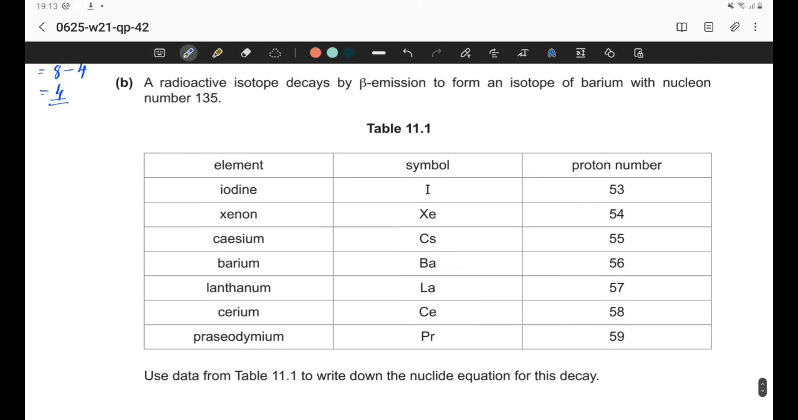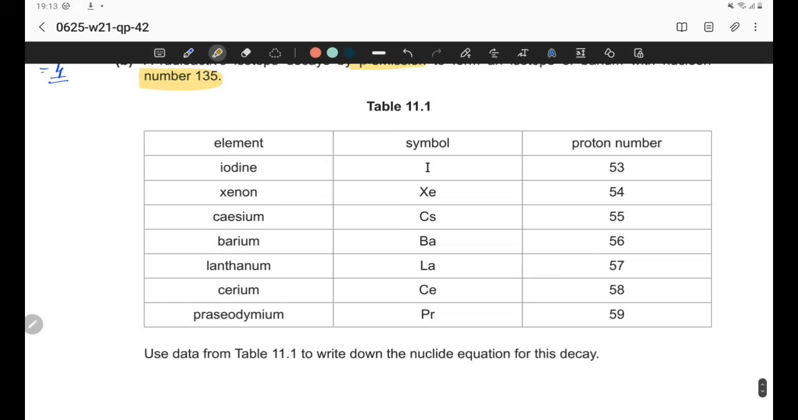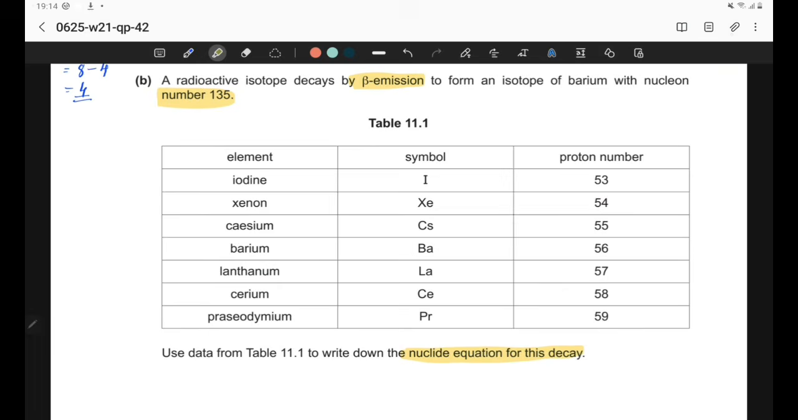Part B. A radioactive isotope decays by beta emission to form an isotope of barium with nucleon number 135. We are provided with a table with different elements, their symbols and proton numbers. Use data from Table 1.1 to write down the nuclide equation for this decay. We can see that in this decay, one of the products is barium. So we can look at barium. The symbol is Ba with a proton number 56.